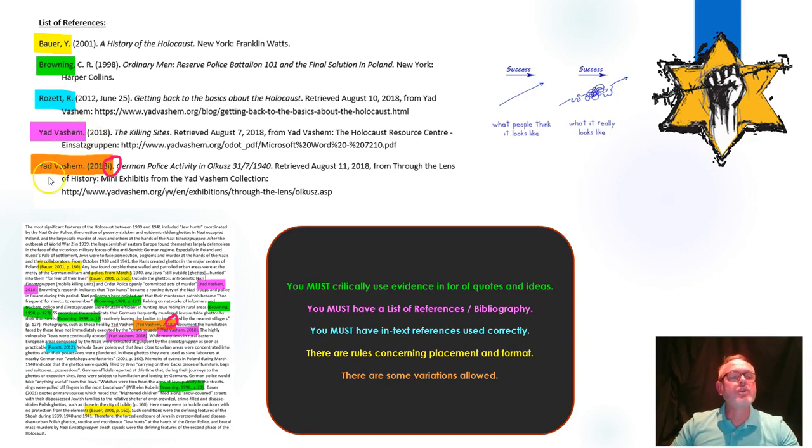The two Yad Vashem sources, if they appeared in my bibliography with no other distinguishing feature, would have been exactly the same. They were both made in 2018. So in this form of referencing, I need a distinguishing way of doing it, and that's to add something to the date of one of them.